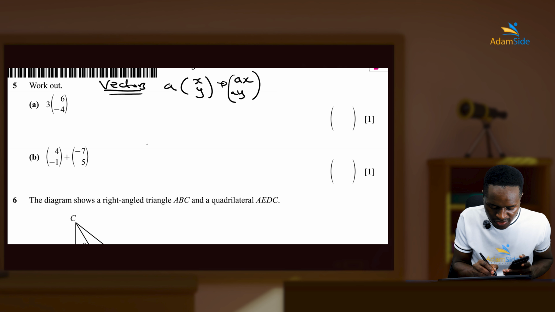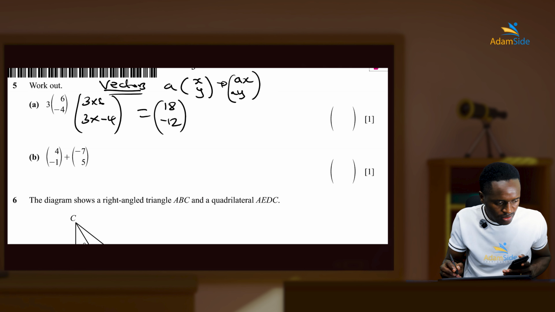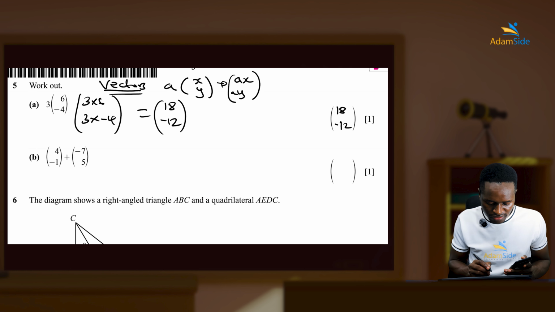The same. So 3 times 6, and 3 times negative 4. Then that will be 18, negative 12. So your answer will be 18, negative 12. Correct. And then here you are adding, the addition of vectors law.